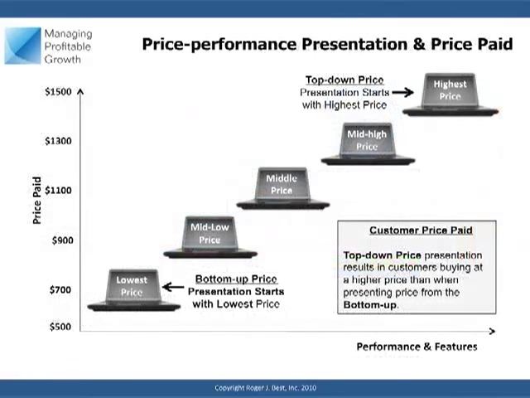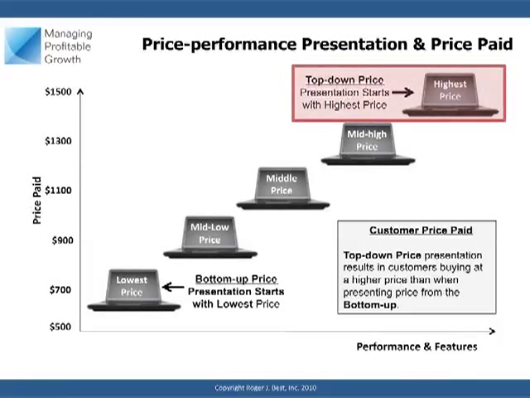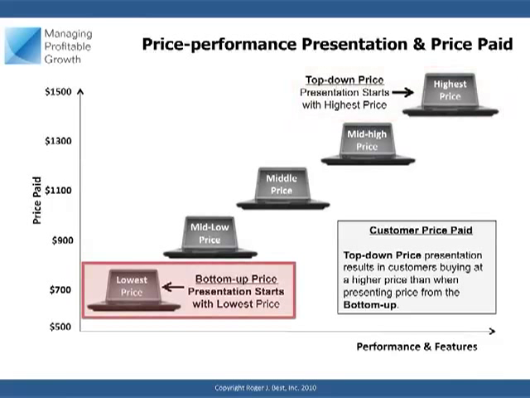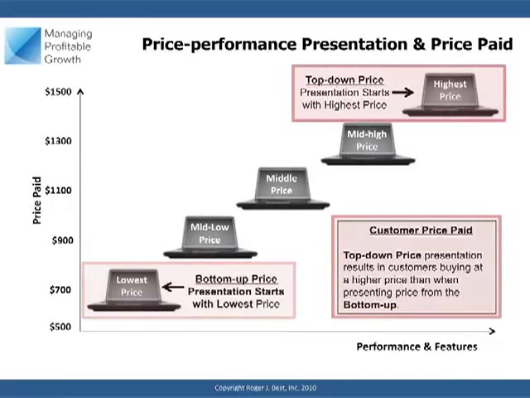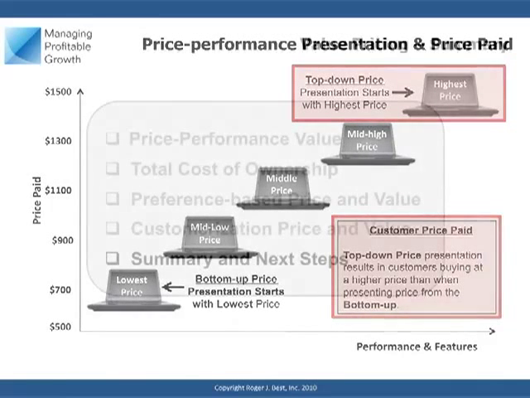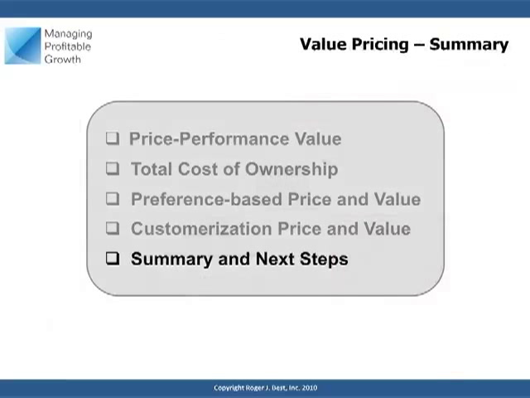The basic difference between these two reference prices is that one represents price and performance as a way to save money, and the other presents desired performance as an extra cost. Research has shown that customers buy at a higher price when the full featured reference point is used as the starting price than when presented the same option starting with the lowest reference price. Let's review the value pricing analytic and the next steps for mastering this important area of value pricing and profitable growth.